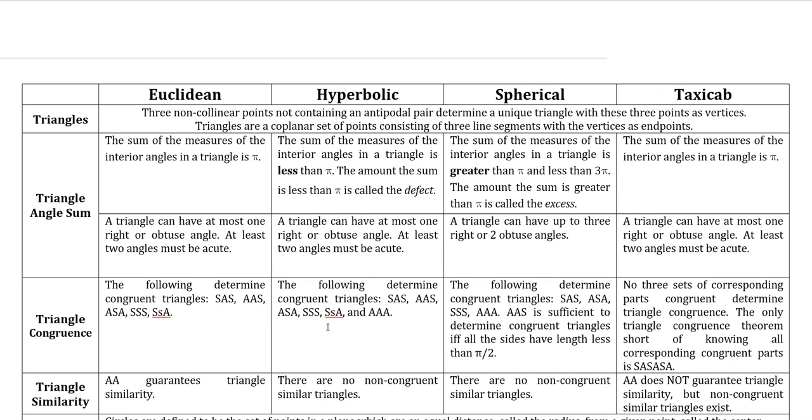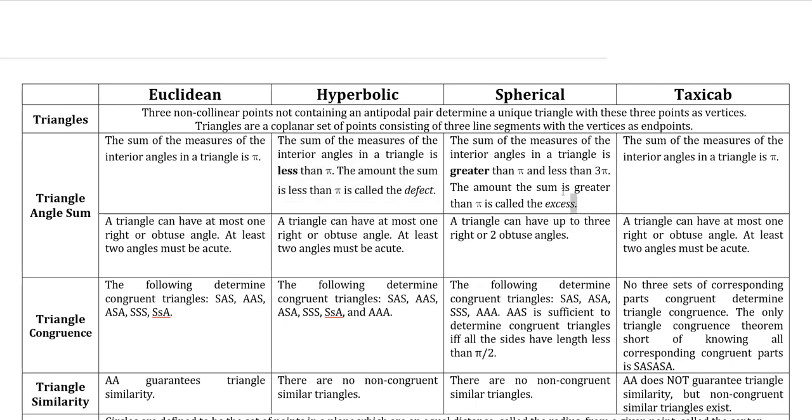How about the angle sum? Well, this is where we're going to see some significant differences. The sum of the measures of the interior angles is pi radians, or 180 degrees, in Euclidean geometry, and that's going to be the same for taxicab. In hyperbolic, the sum of the measures of the interior angles of a triangle is always strictly less than pi, and the amount that the sum is less than pi is called the defect.